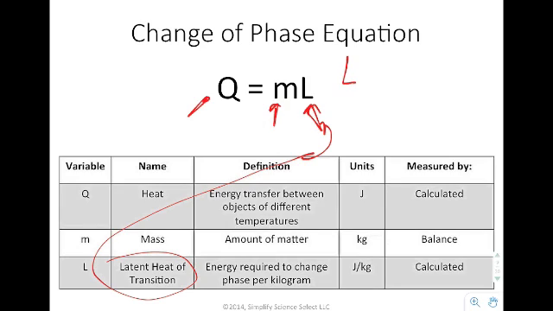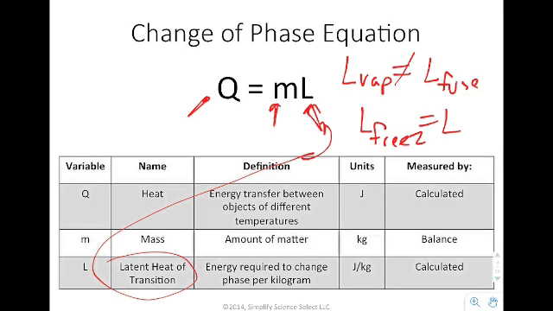So the energy required to vaporize does not have to equal the energy required to fuse. Those are two different things. Now, if you were talking about the heat required to fuse or freeze, you would say that is the same thing as the L required to melt. Okay, because those are basically the same phase transition. So you have to be real careful with your L value as far as what you're looking at.